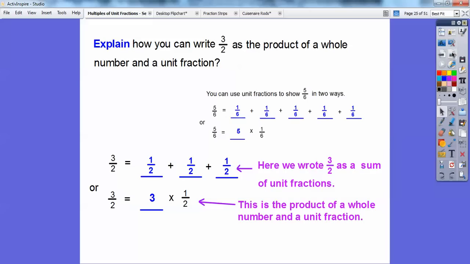Okay, so here we wrote 3 halves as the sum of unit fractions. Here's all the unit fractions, 1 half plus 1 half plus 1 half. And then this is the product of the whole number. Here's my whole number 3 and the unit fraction. Okay, the whole number and the unit fraction. Here's my whole number, here's my unit fraction. Anything with a 1 is called a unit fraction.